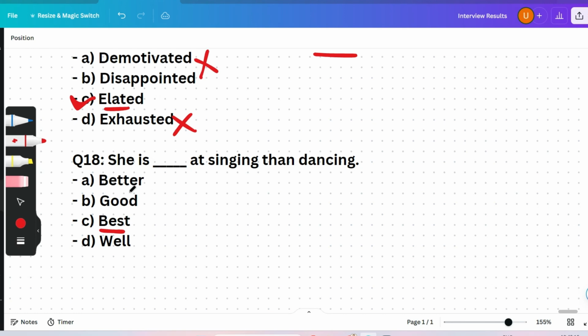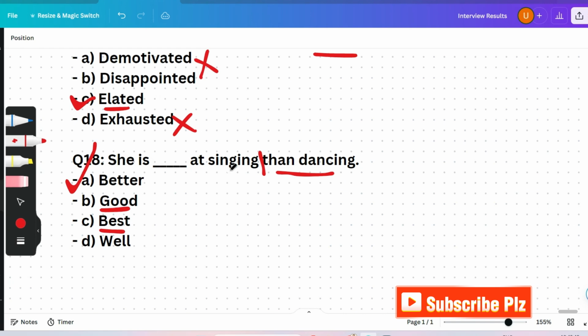But here good can be used, but here we are comparing. If the sentence was only up to this, she is good at singing, this is okay. But here "than dancing" is used. That's why better will be used. Better is used only for comparison purposes. She is better at singing than dancing.